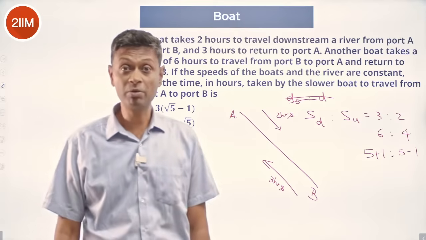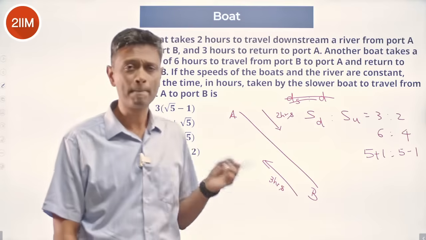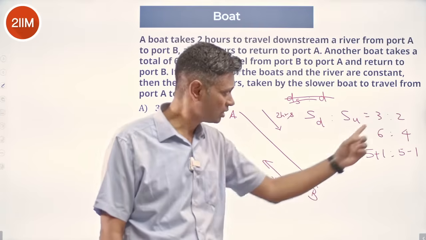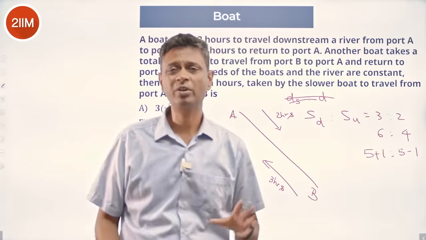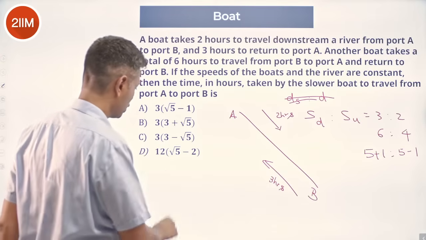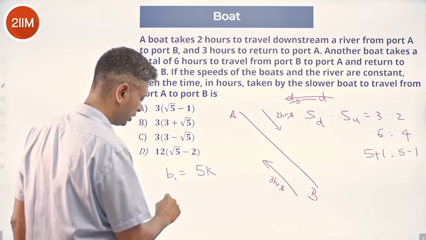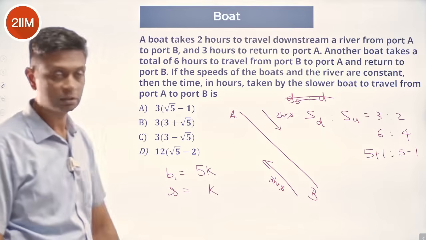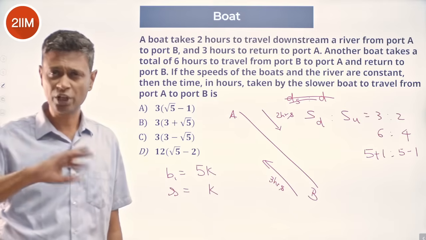We know downstream speed is boat speed plus stream speed. Upstream speed is boat speed minus stream speed. So B plus S is 6, B minus S is 4, or boat speed is 5, stream speed is 1. I'm not saying they're 5 and 1, ratio of 5:1. So I'm going to say speed of boat 1 is 5k, speed of stream is k. So 5k plus k is 6k, 5k minus k is 4k, ratio is 6:4, 3:2.